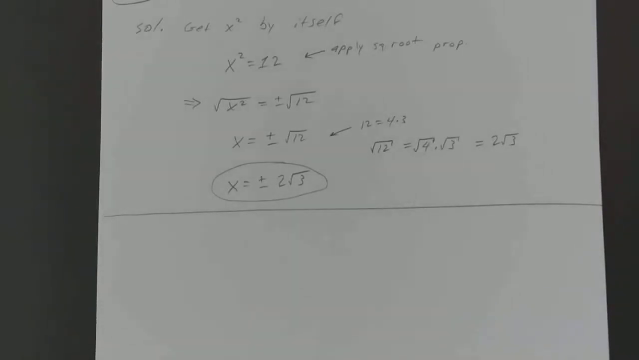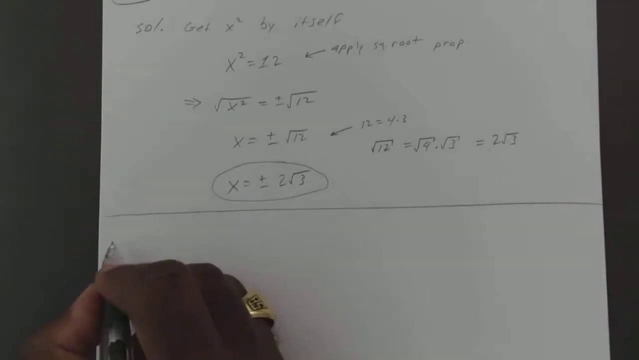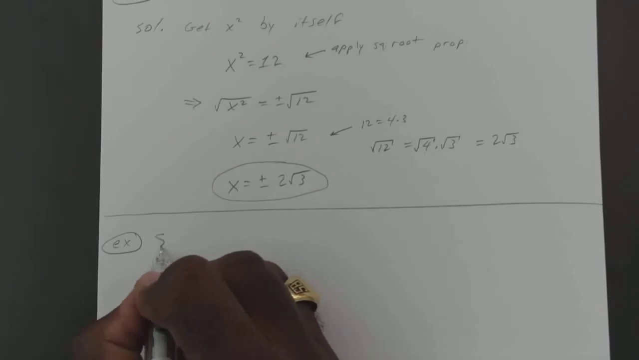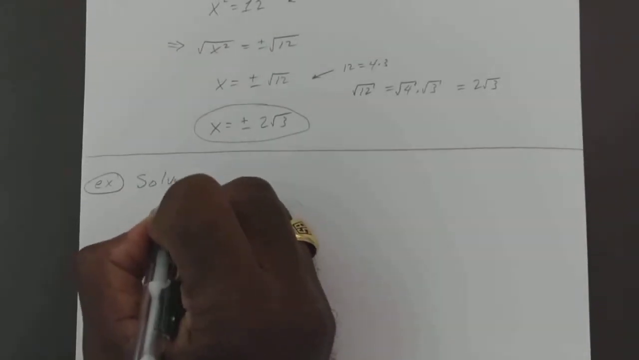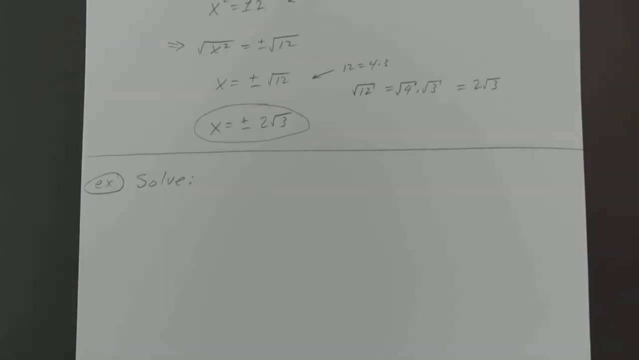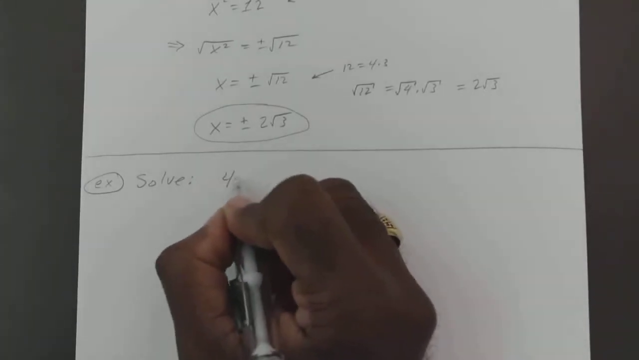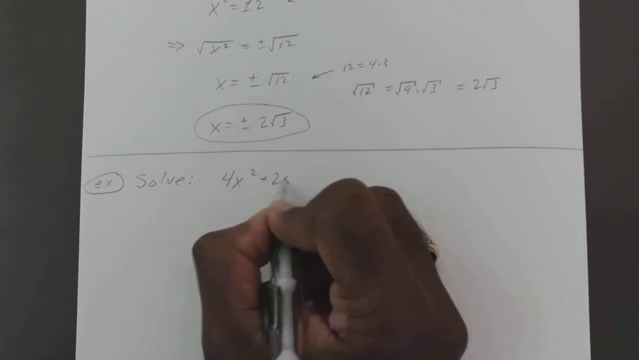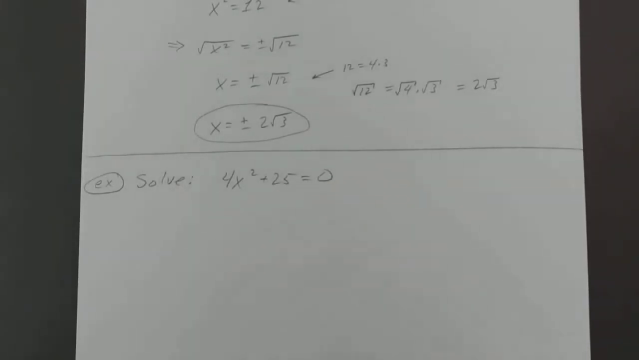Let's say for our next example, I like that one. I'll use that one next. Bring that up a little bit. Let's say if we wanted to solve for x squared plus 25 equals 0.